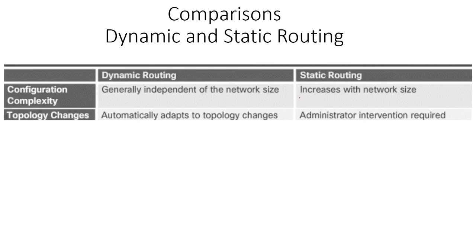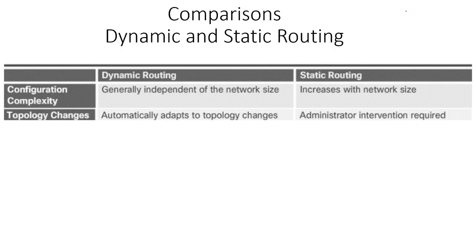When the topology changes in dynamic routing, it automatically adapts to topology changes. While in static routing, the network administrator needs to actually reconfigure the static route.